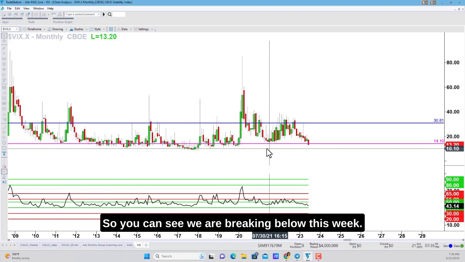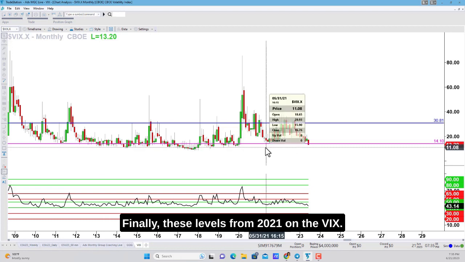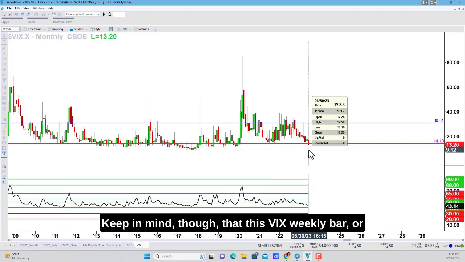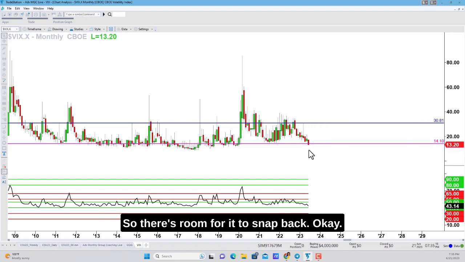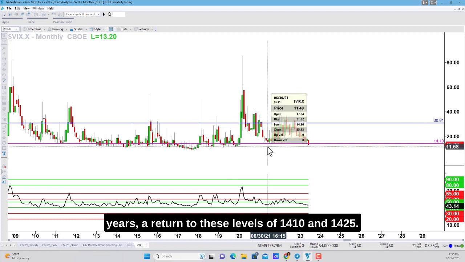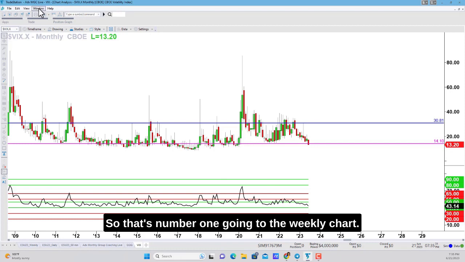So you can see we are breaking below this week, finally, these levels from 2021 on the VIX. This is huge. Keep in mind, though, that this VIX monthly bar is not over. So there's room for it to snap back, okay? But at least we have, for the first time in 2 years, a return to these levels of 14.10 and 14.25. So that's number one.